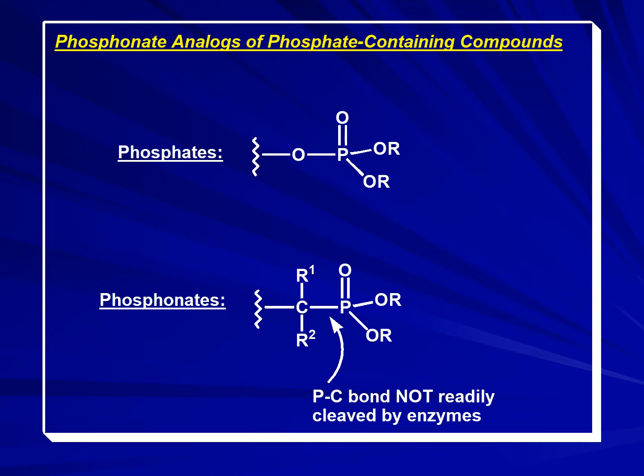Here we have phosphates, which contain a hydrolyzable phosphorus-oxygen bond, and we have phosphonates, in which the phosphorus-oxygen bond is replaced with a non-hydrolyzable phosphorus-carbon bond. So an example using phosphates in nature is shown on this next slide.